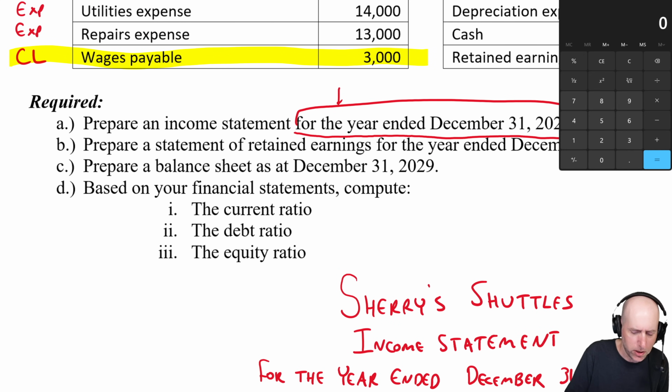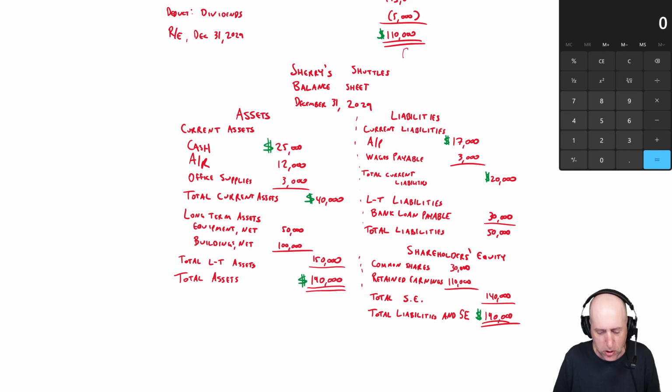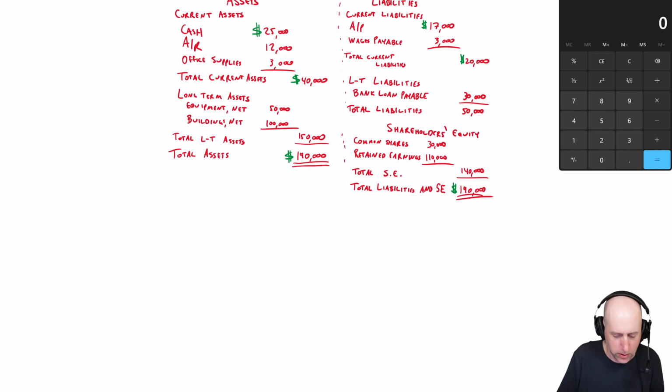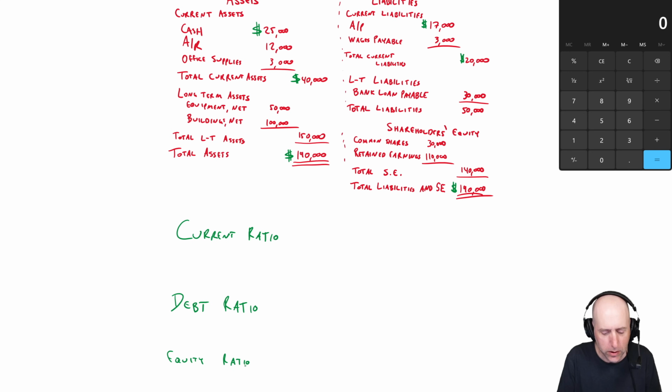Okay, the final piece here. We got to calculate some ratios: current ratio, debt ratio, and equity ratio. So here's the three ratios we were asked to calculate: current ratio, debt ratio, equity ratio. The current ratio is current assets divided by current liabilities.